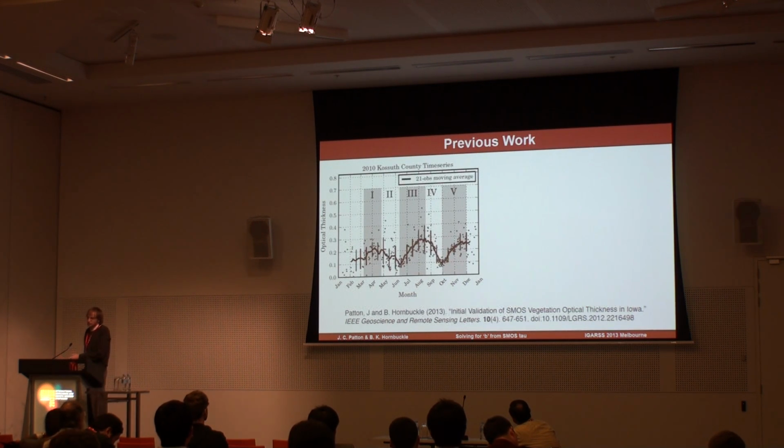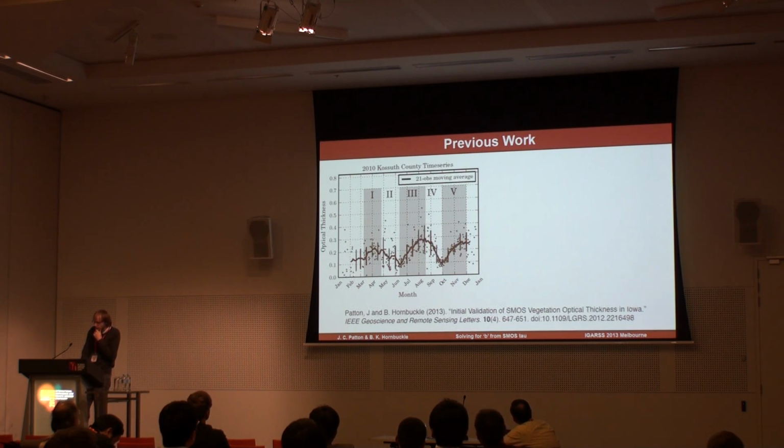Since I'm going to jump off some previous work that I presented, this is from last year's IGARSS talk, where we looked at the tau data that SMOS produces. Again, this is just an example from a single county, and I'll get to what a county is exactly. But one issue that we saw is that each of these little dots here is a single measurement of tau, and there's a lot of noise in the data.